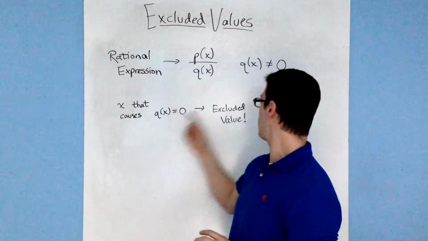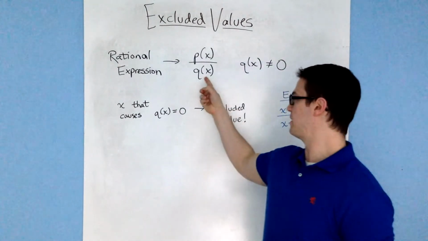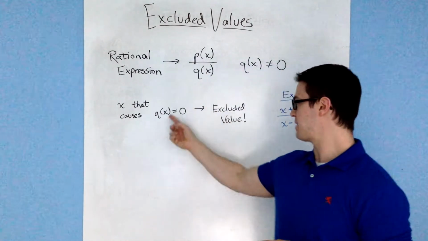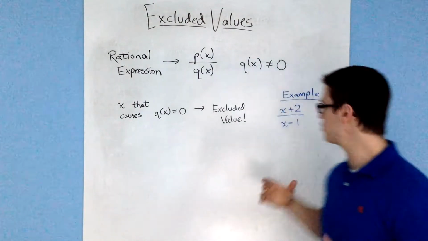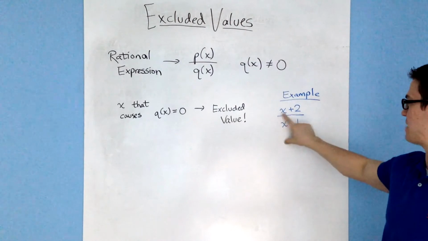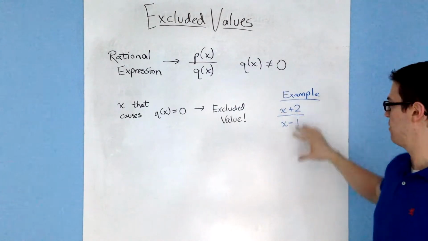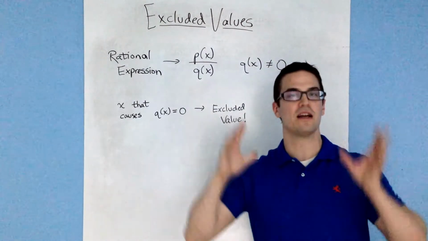So if you solve this denominator for 0, the x that you get when you set it equal to 0 is our excluded value. What we're going to do here is go over this example, x plus 2 over x minus 1. We have a rational expression, and we're going to try to find the excluded value.